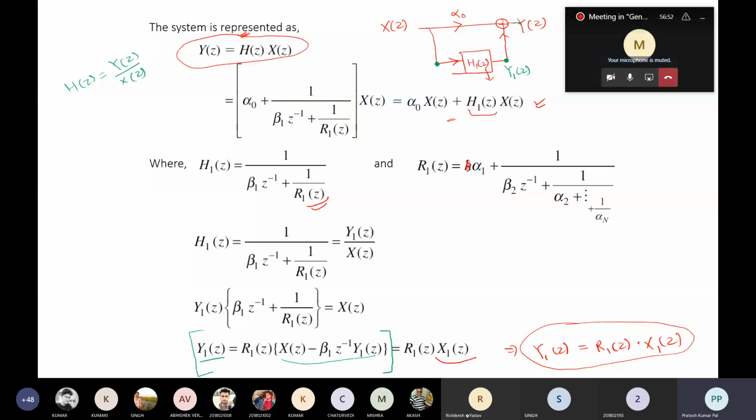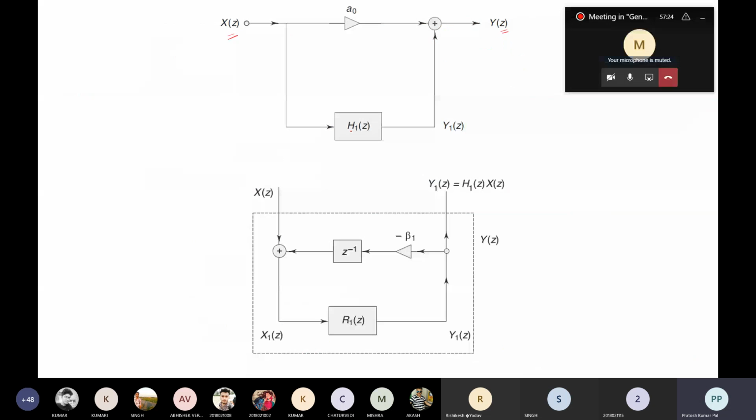But this h1 of z is a function of r1 of z, and then the relation between x of z and y1 of z. After expanding it, we can get y1 of z equal to r1 of z into x1 of z. So we can replace this term with respect to this representation. We can expand it further. So from there we can see the structure x of z, y of z. This is the realization. Then we will go on to realize this term.